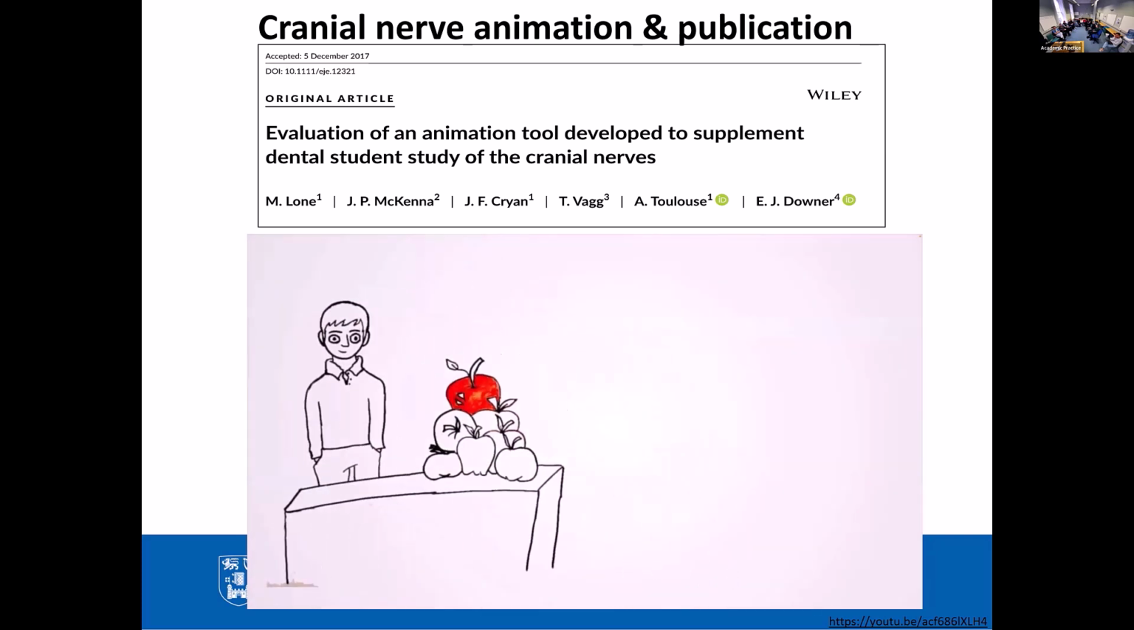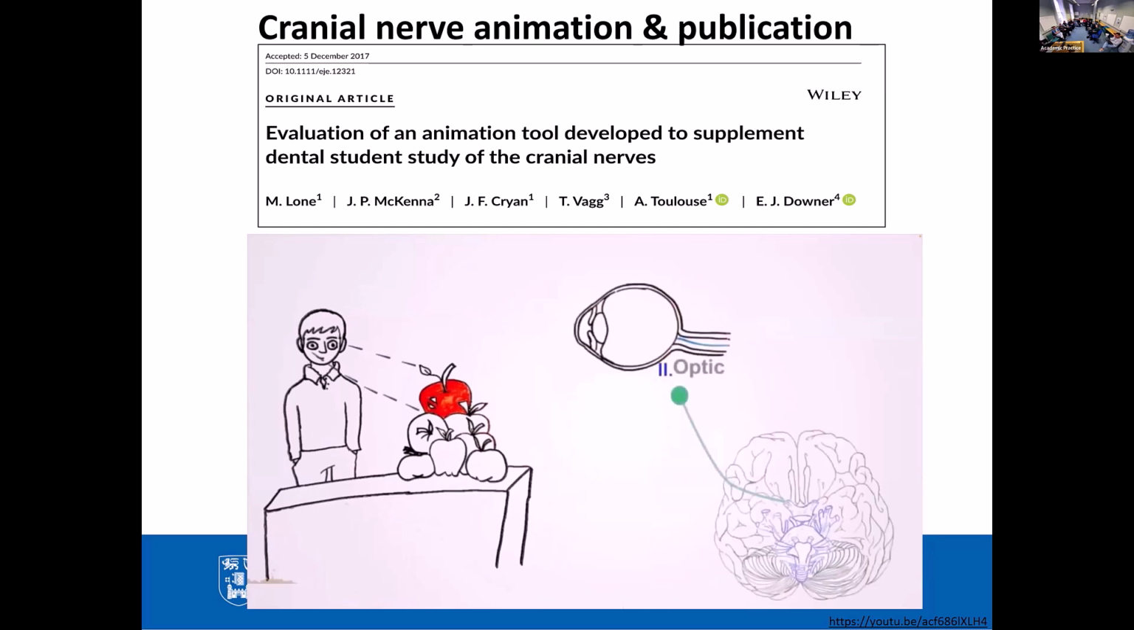Apples. The second cranial nerve, the optic nerve, carries the sense of vision from the retina to the brain.